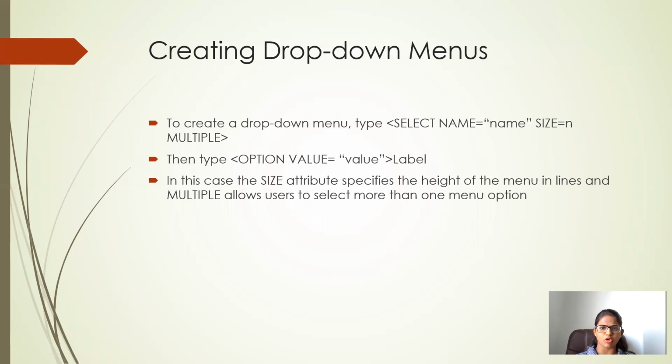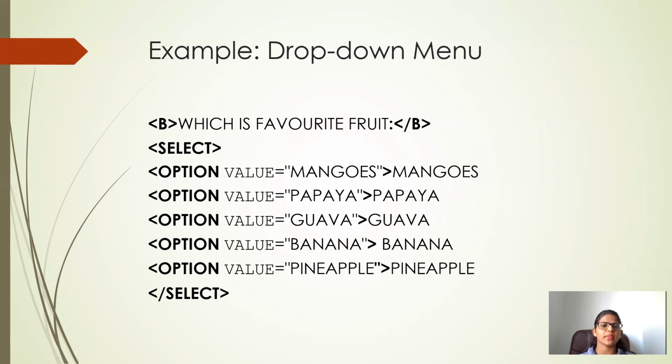Now we want to create a drop-down list. Creating a drop-down menu. To create a drop-down menu, type select name, size, multiple, then option value, value. In this case, the size attribute specifies the height of the menu in lines and multiple allows users to select more than one item at a time.